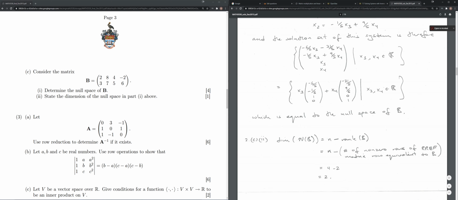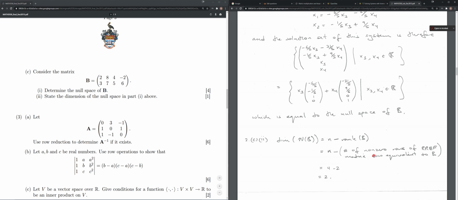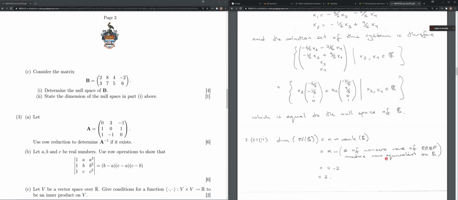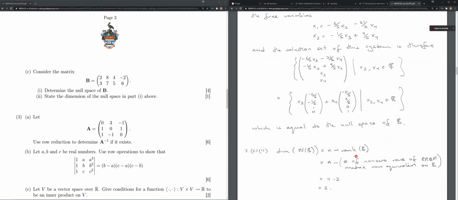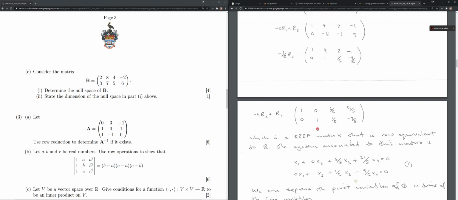And well, what's the rank of B? We saw already how you can get the rank of B: you apply Gauss-Jordan to this matrix B, you get the RREF, and then you count the number of non-zero rows in that RREF. So that is what this is saying here: the rank of B is the number of non-zero rows in the RREF that is row equivalent to B, in other words, the RREF when you apply Gauss-Jordan to B. Okay, so the B was this matrix over here. When we applied Gauss-Jordan to it, we got this matrix over here, so this is an RREF. And you want to notice the number of non-zero rows over here is equal to 2, right?